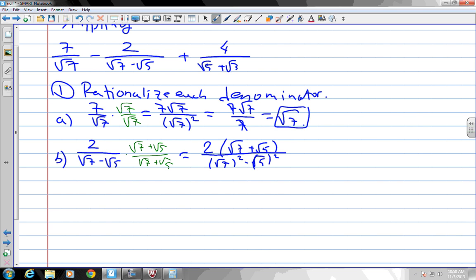Right, this is just 7 minus 5. So that's 2 times square root of 7 plus square root of 5 over 2. So I can cancel those 2's, and we're left with square root of 7 plus square root of 5. No denominator. Is that all right? How we got that?